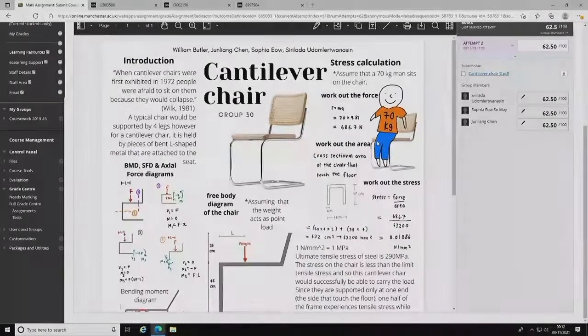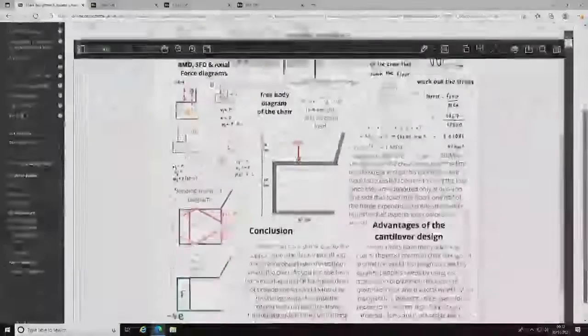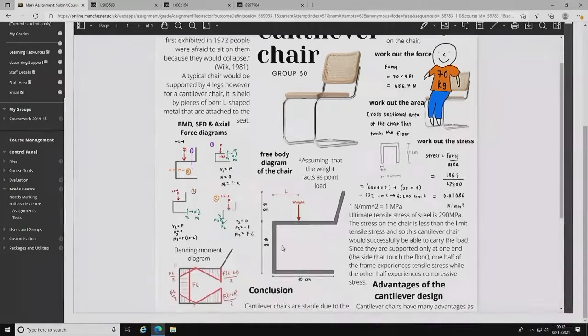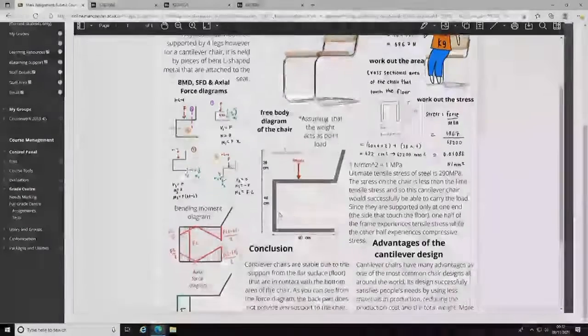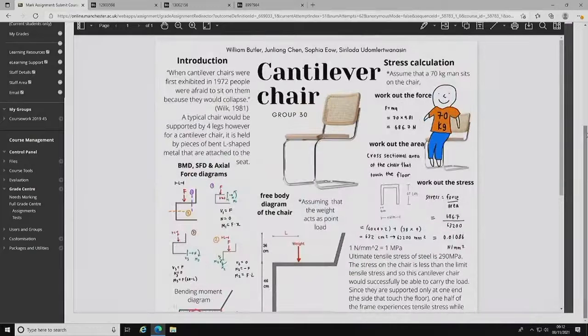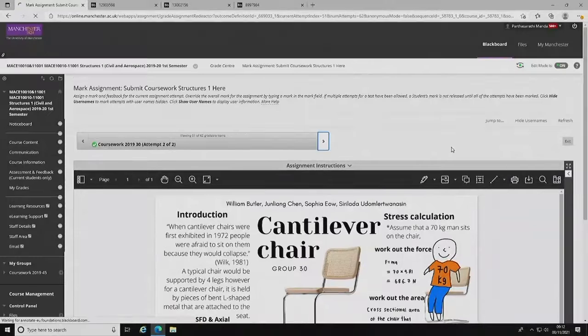A good one: a chair, a cantilever chair, for example. They did a good analysis with this cantilever chair, with the weight getting into the middle, and what will happen to the chair in terms of the loading. So a chair is an object you can use for your analysis as well.